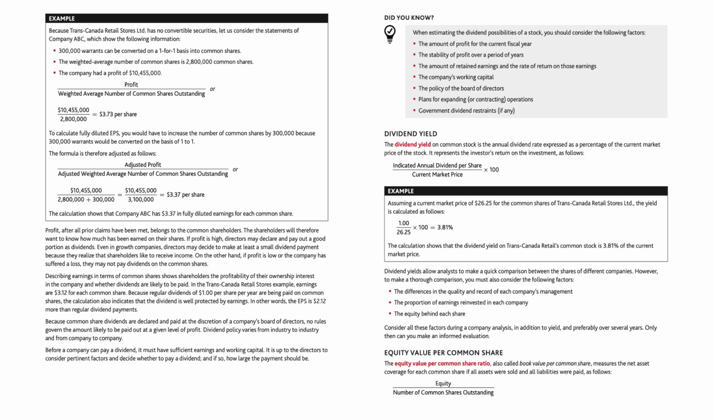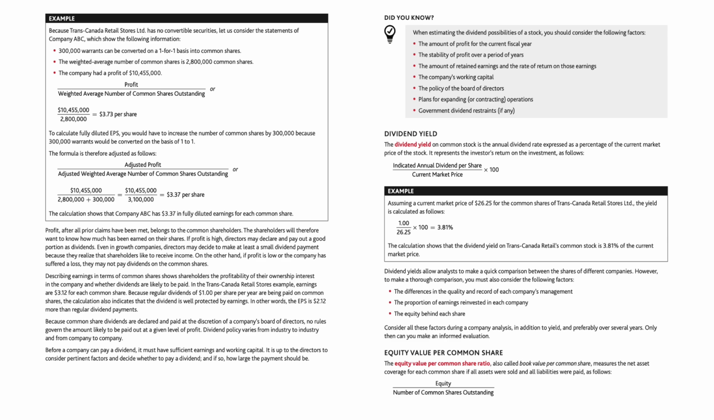When estimating the dividend possibilities of a stock, you should consider the following factors: the amount of profit for the current fiscal year, the stability of profit over a period of years, the amount of retained earnings and the rate of return on those earnings, the company's working capital, the policy of the board of directors, plans for expanding or contracting operations, government dividend restraints, if any.